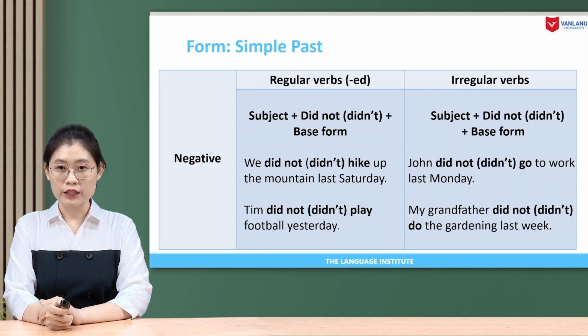For example, John did not or John didn't go to work last Monday. My grandfather did not or my grandfather didn't do the gardening last week. So you can see that the regular verbs or the irregular verbs, they all have the same structure in negative form. All of them follow the structure of subject, did not or didn't, and then base form of the verb.